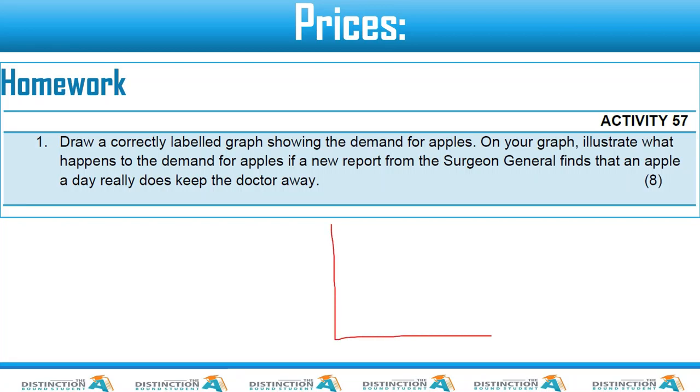Basically, we'll start with a demand curve that is downward sloping, and we label it D. If the study proves that an apple a day keeps the doctor away, what would happen to demand for apples? Demand for apples would increase. It won't show a movement along the demand curve, because the statement has nothing to do with the price of apples. The price of apples stays constant.